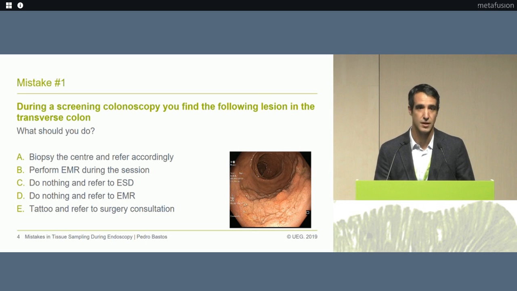Should we do nothing and refer for piecemeal EMR? Or should we tattoo the lesion and refer for surgery? So please take your time to vote.